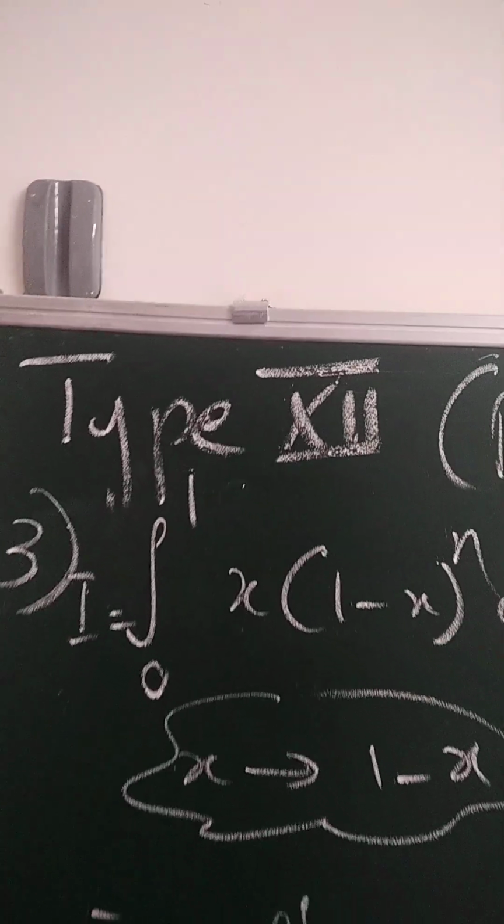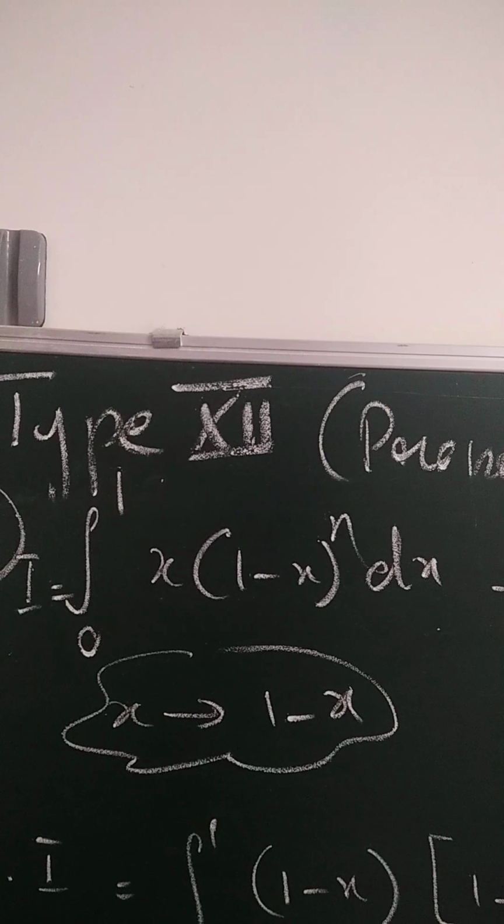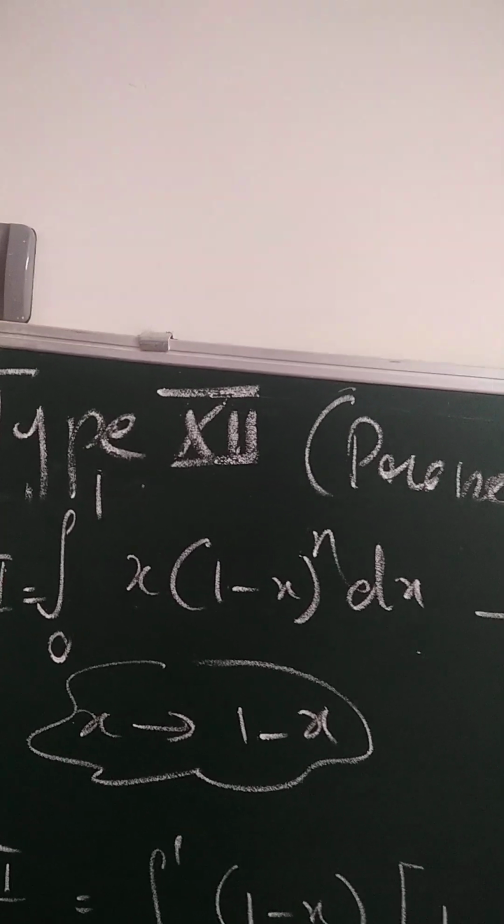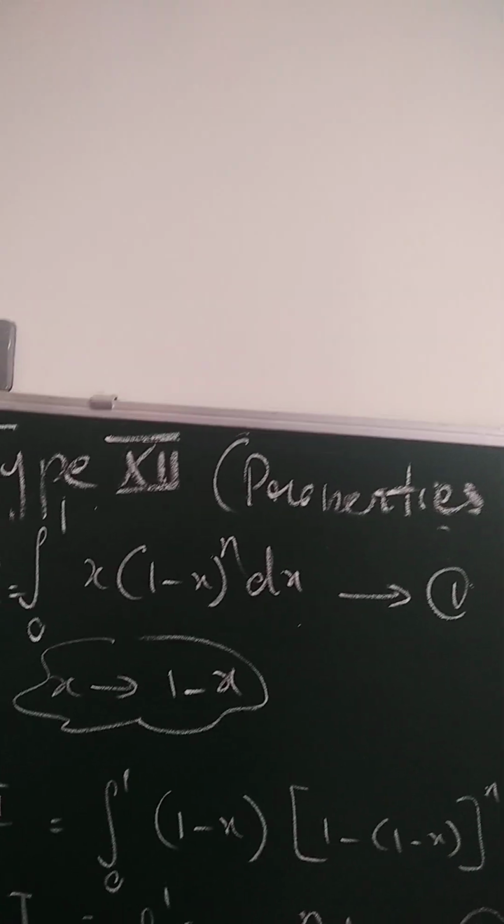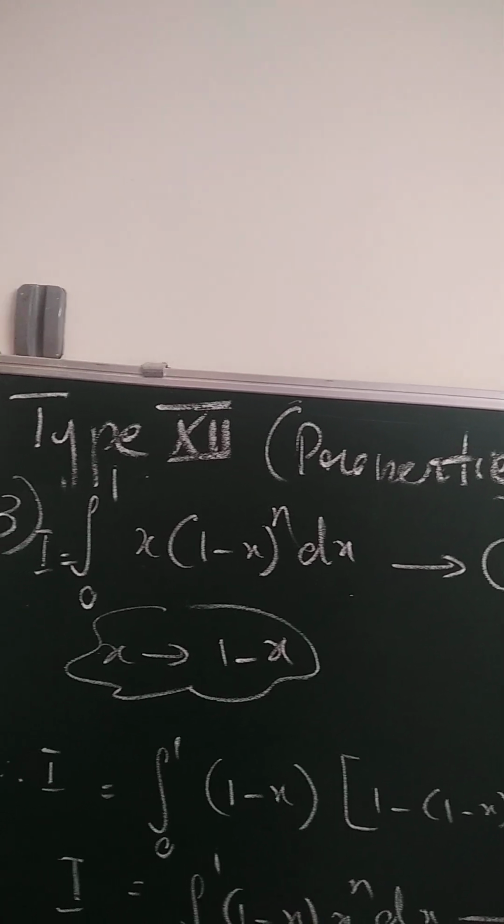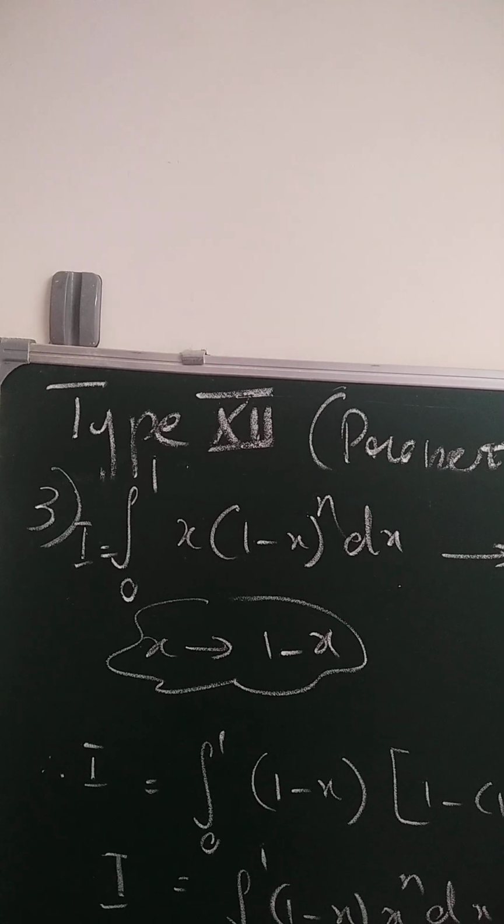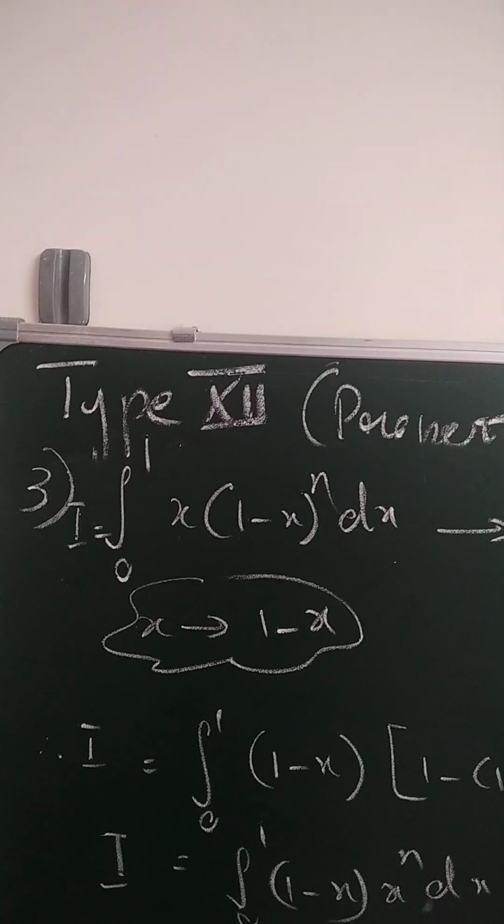Question number 3. It is similar to question number 1. Therefore, take the question as I and name it equation number 1. Replace x by 1 minus x. Now, rewriting equation number 1.